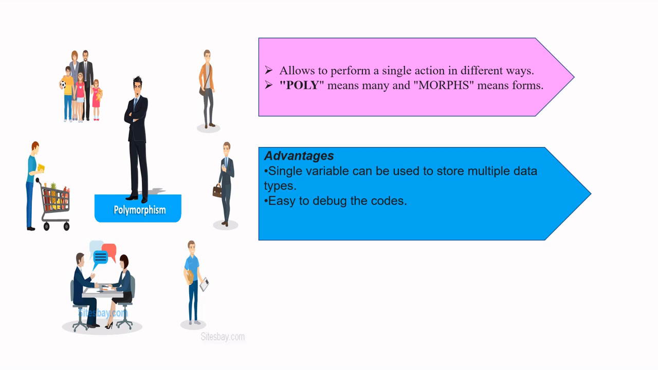If we see a person standing, the person belongs to a family, so he can play a father role or a husband role. If he goes to a grocery shop, he will act as a customer, and if he goes for a meeting, he will act as a boss. The same person acts in many forms. That is known as polymorphism. Similarly, a single variable can hold different values. It can hold an integer value or a floating point value or a string value. Then it will be considered under polymorphism.